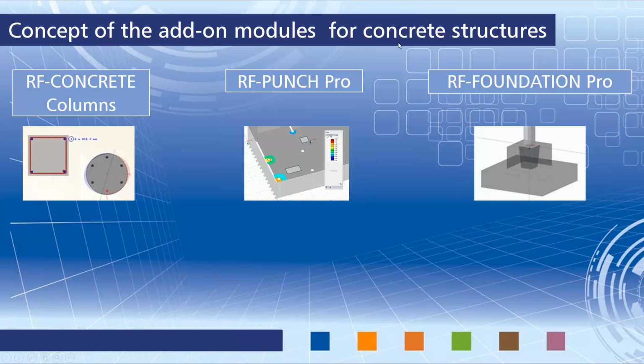We have the RF Punch Pro. This is for the design of punching shear resistance. This module was just recently released, so it's quite new. And you can have a look and you can always test our software. You can not only design the punching at column ends, you can also design wall endings and corners.